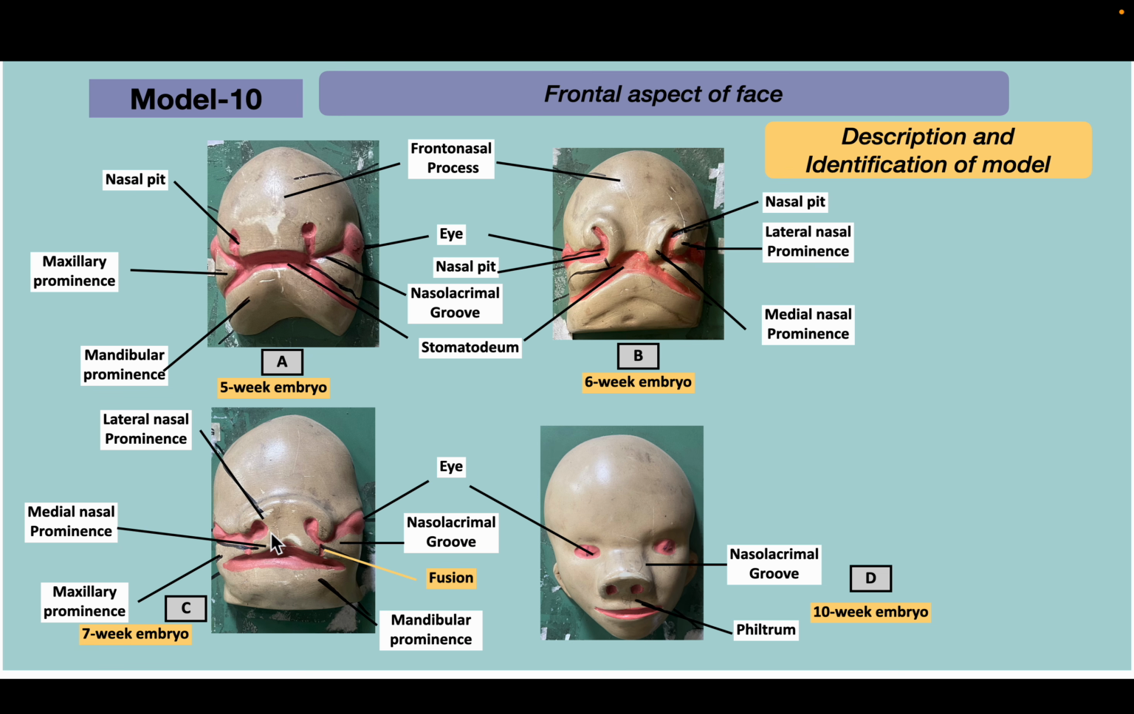Then comes the medial nasal process, lateral nasal process. This is nasolacrimal groove. In this model, the fusion between maxillary and medial nasal process is shown. So always remember that maxillary process first fuses with the medial nasal process, then they fuse with the lateral nasal process, to separate the anterior nares from the stomatodium. That is the main sequence of events which is happening. Now this is the front of face showing some clarity, nasolacrimal groove is visible, philtrum is formed. So anterior nares, stomatodium, and developing eyes are shown.